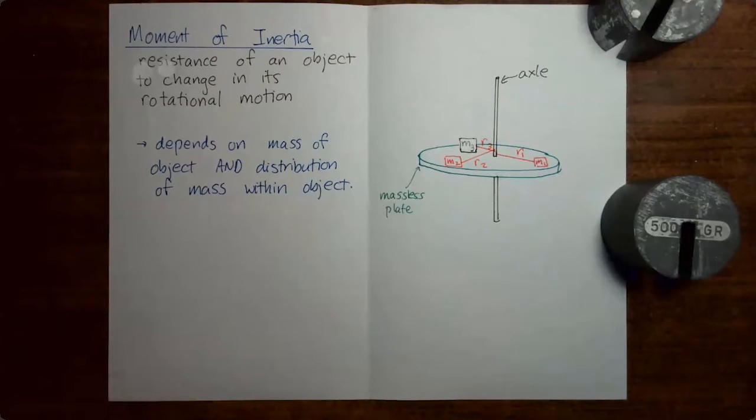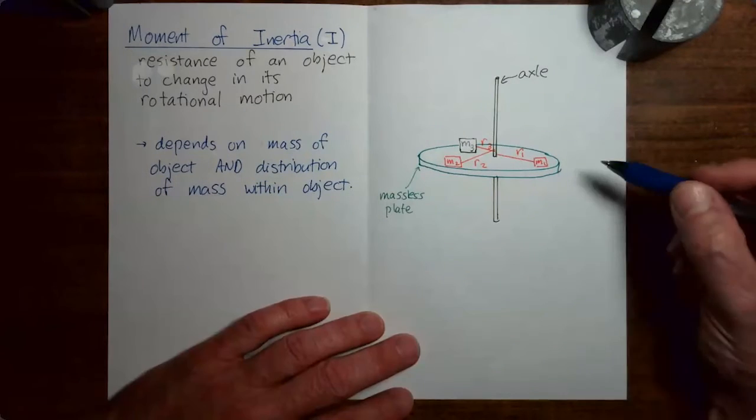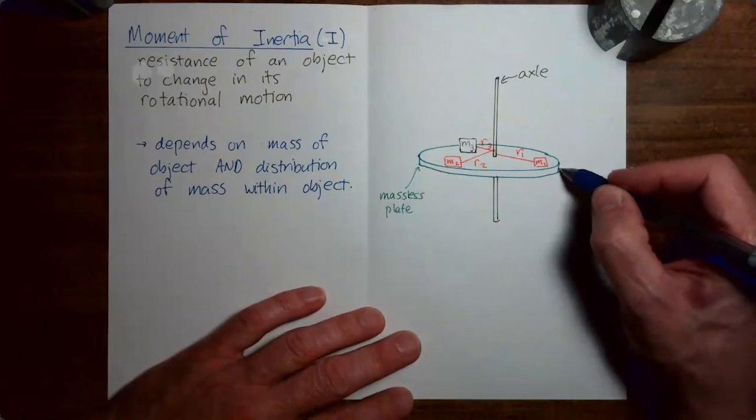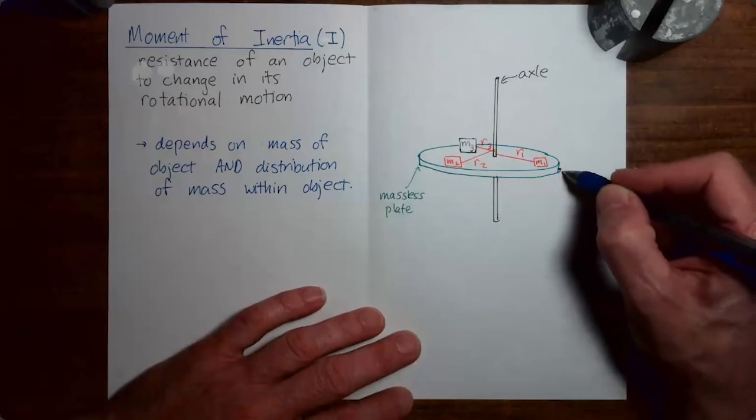We're going to see that the formula incorporates both how much mass we are dealing with and also how the mass is distributed. Here's how we do this. To start, let's suppose that we have here a massless plate. Because the plate has no mass, the plate does not contribute to the moment of inertia of the system. The massless plate is just here to hold everything together.